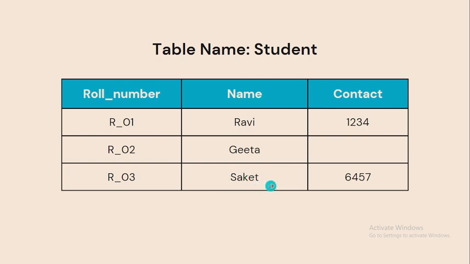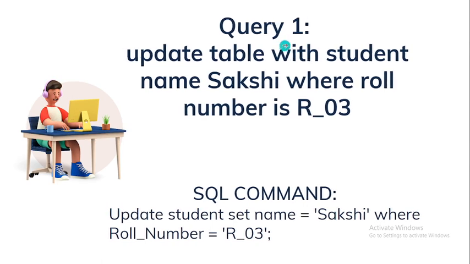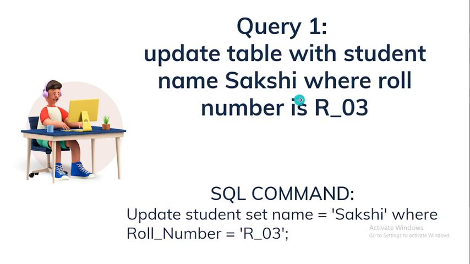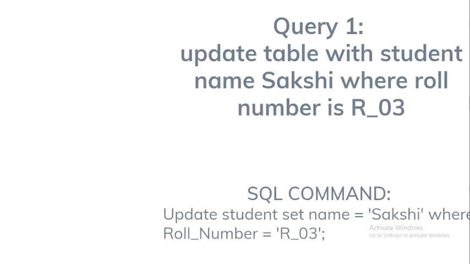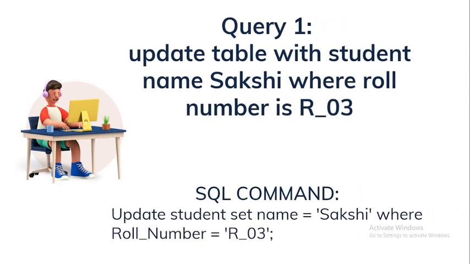Now, in the question, we have been asked to make the change in the table where our student roll number is r_03. We have to make the change in the name. So the name is now Sakshi. Earlier we had kept the name Saket, maybe by mistake, a typing error or anything it may be. By mistake we kept this name Saket, but later we want to change it to Sakshi. So how do we write the query to update that particular record?